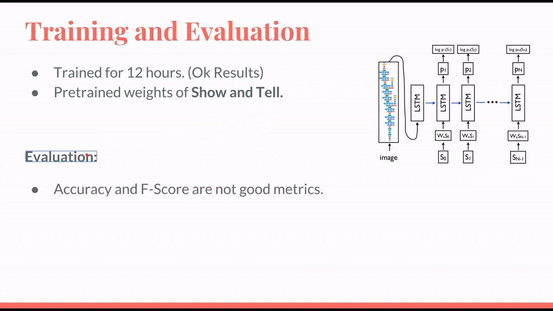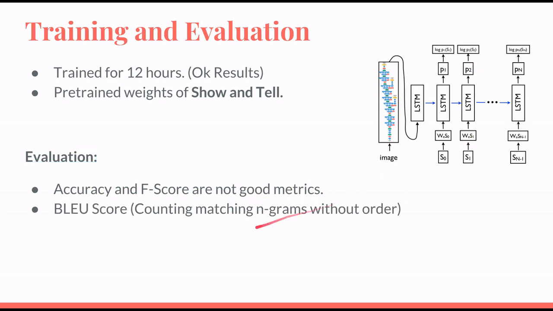Coming to the evaluation part, accuracy and F-score are not good metrics when it comes to natural language processing, as they tend to compare each word of the caption word by word, which is not a good indicator of whether our model has learned to produce natural language. There is also something called BLEU score, which matches n-grams without order of both the target and the generated caption, but it has also received backlash over the years. So hence we decided to use our own images as the evaluation metric.